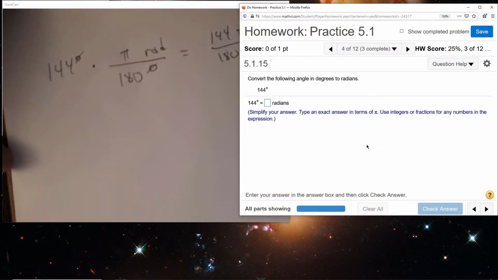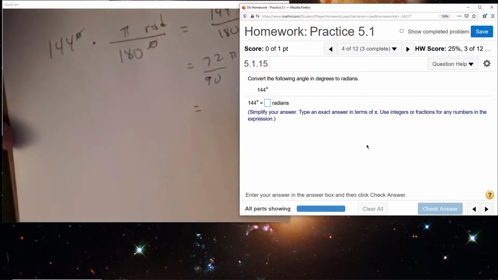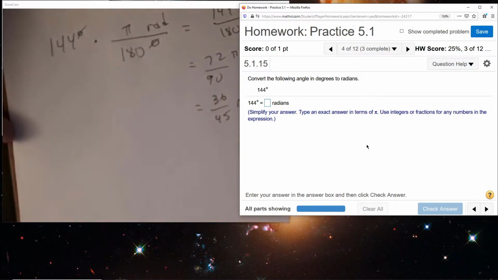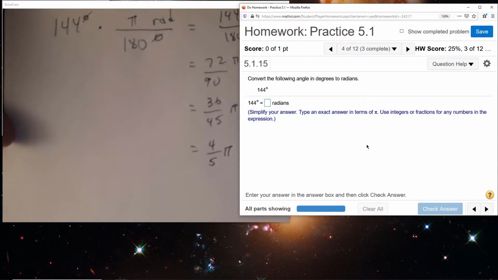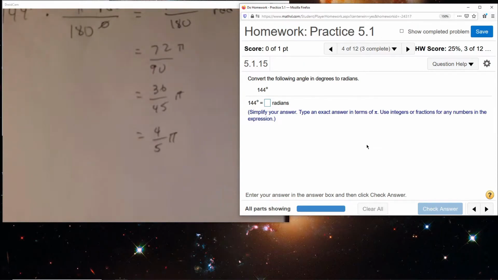Now, of course, we do want to simplify this. And let's see. Since they're both even, we can always just go the 2 route. And I guess we can keep dividing by 2 again here. And 36 and 45 actually have 9 in common. And there's our final answer.